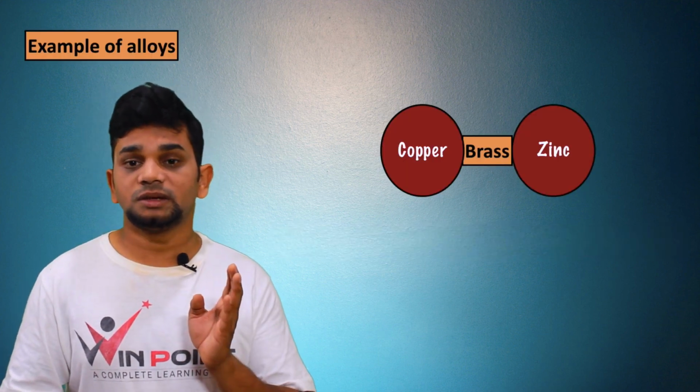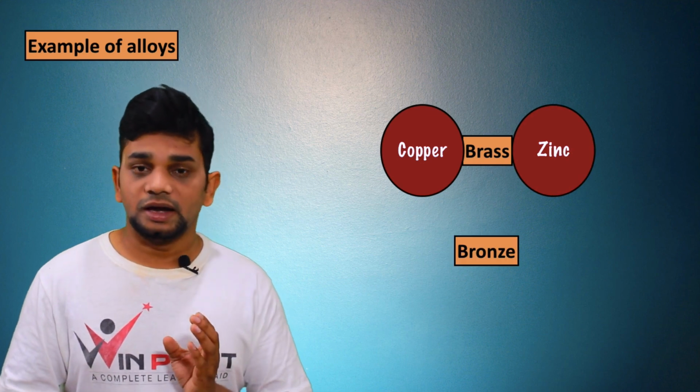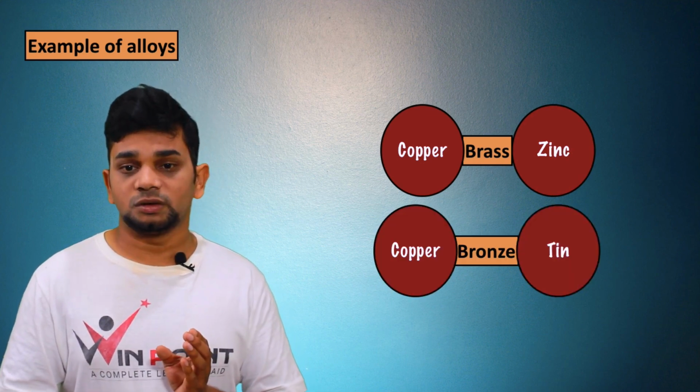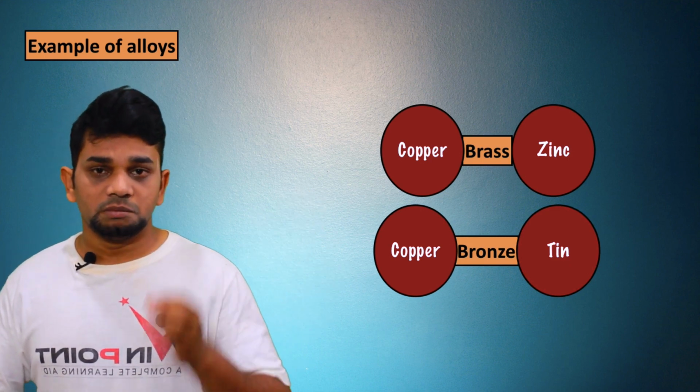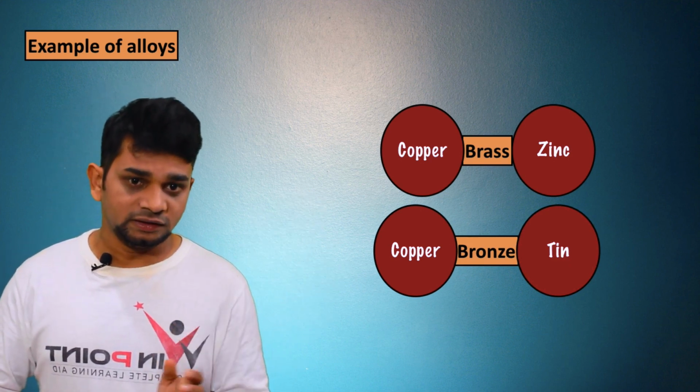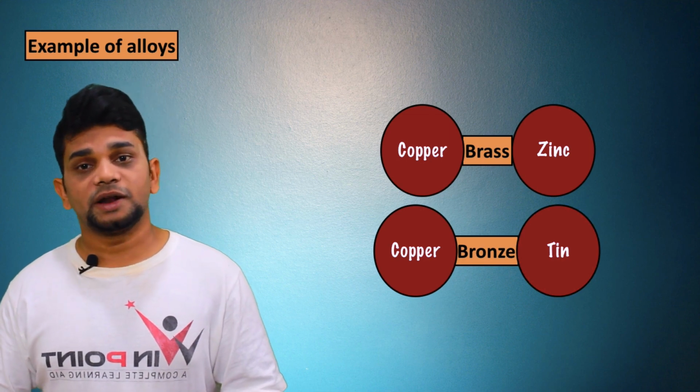Brass. Brass is the mixture of copper and zinc, and bronze is the mixture of copper and tin. So these two alloys are very important. Brass is a mixture of copper and zinc, and bronze is a mixture of copper and tin.